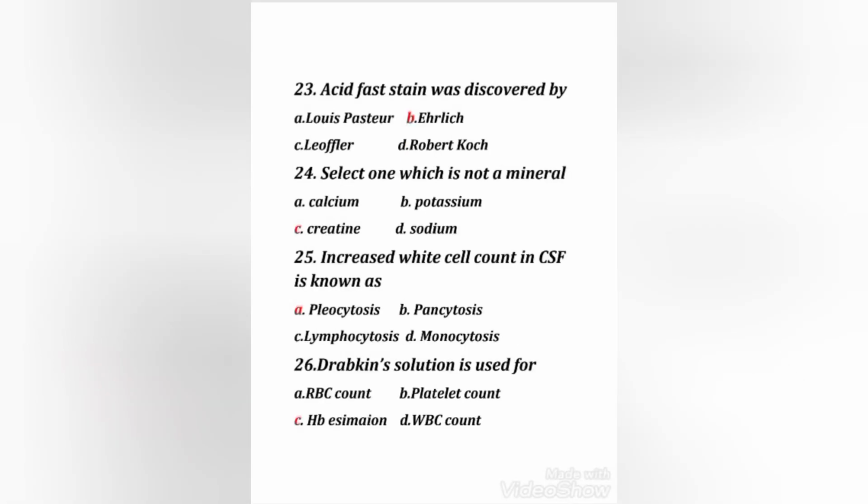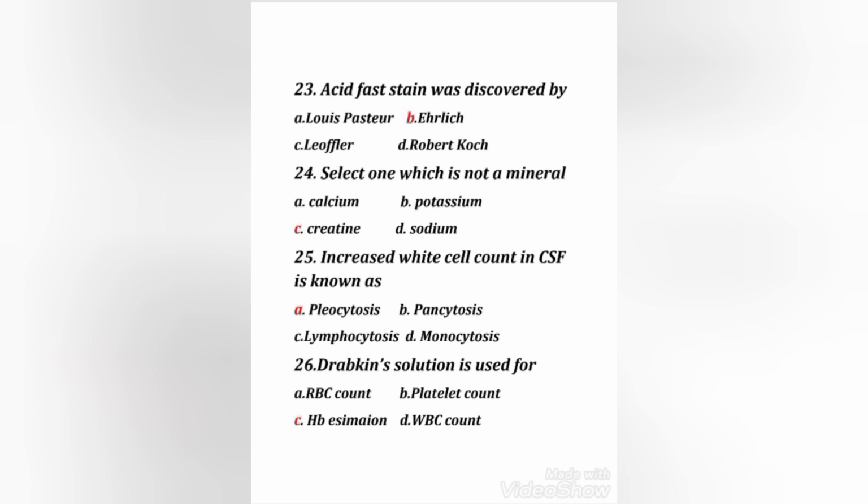Next question. Acid-fast stain was discovered by Louis Pasteur, Ehrlich, Loeffler, Robert Koch. The right answer is option B, Ehrlich. Louis Pasteur is the father of microbiology. Robert Koch is the father of bacteriology. Loeffler discovered Corynebacterium diphtheriae.